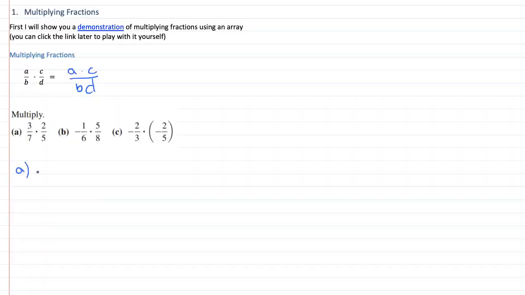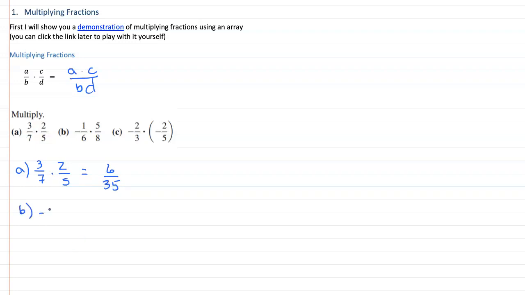The first one is 3/7 times 2/5. And we're not looking at simplifying yet. These are all just going to be very straightforward. So we multiply the top to get 3 times 2, which is 6, and multiply the bottom, which is 7 times 5, 35, and that is it. That's all you have to do for those, as long as they don't need to be simplified.